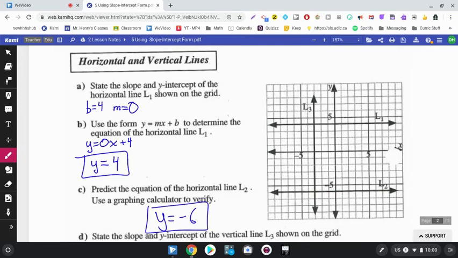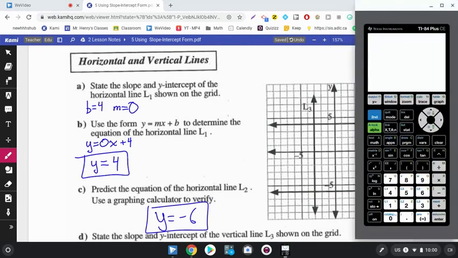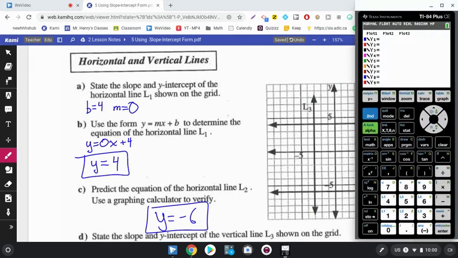There it is. Okay, use a graphing calculator to confirm. All right, we can do that pretty quick. Go to your y equals, clear anything out if you have it. y equals -6. Zoom standard. There it is, a horizontal line.